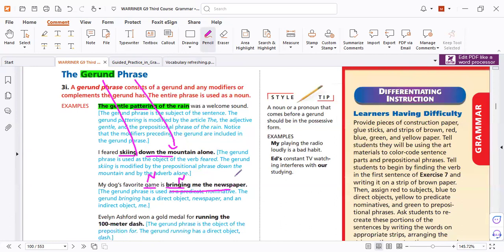Now let's check together. Is "playing" here correct? Can I say "my playing"? Oh, yes. Why? Because verb plus ing can be a noun. No problem. It can be a noun. That is the point, my dear friends. Clear? That's clear.